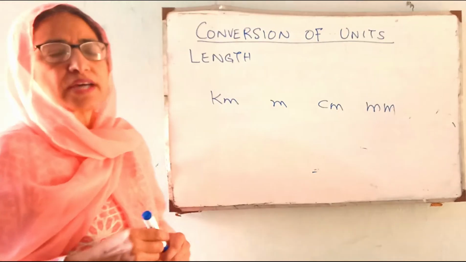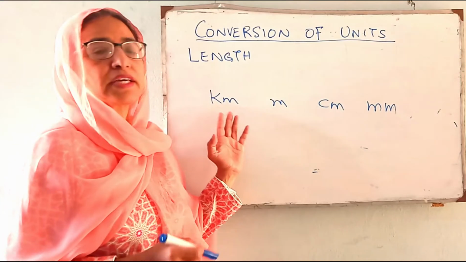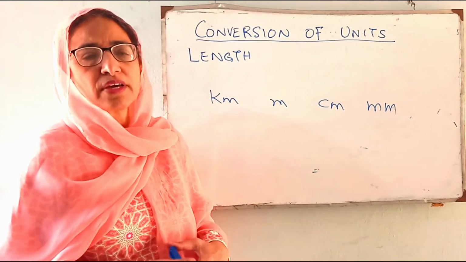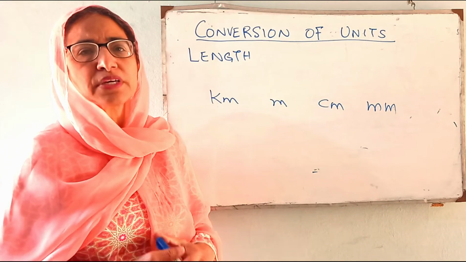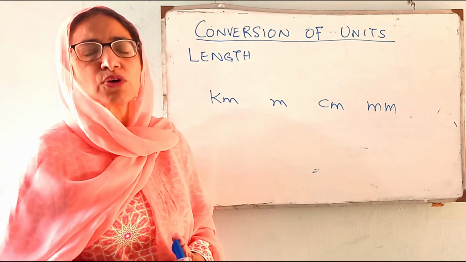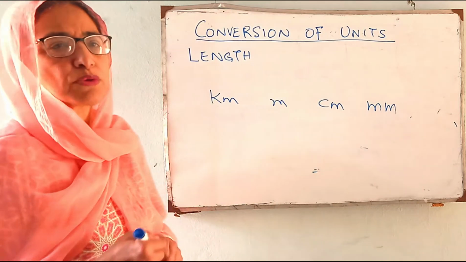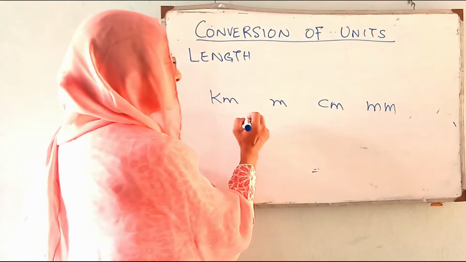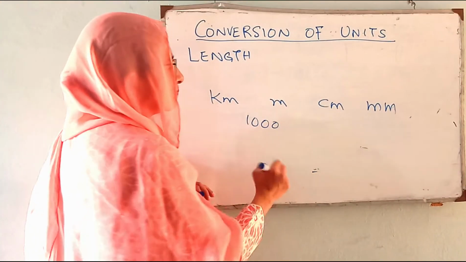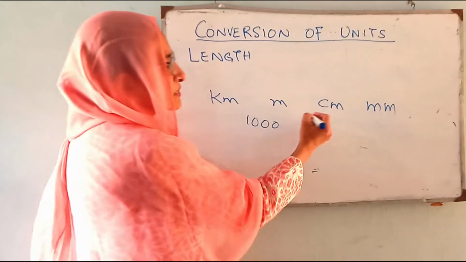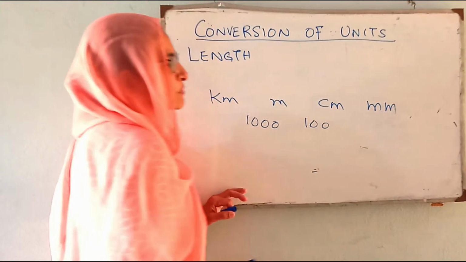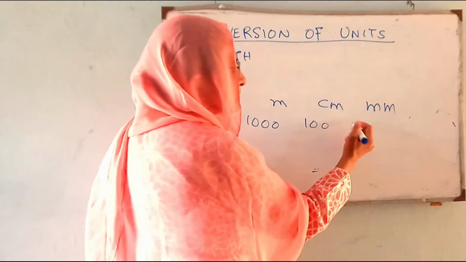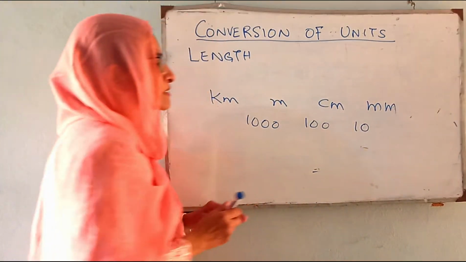Now, as we know, 1 kilometer, kilo always means 1000. Maybe it is kilogram, it is kilometer, but kilo will always be equal to 1000. So 1 kilometer is equal to 1000 meters, and 1 meter is equal to 100 centimeters. 1 centimeter is equal to 10 millimeters.